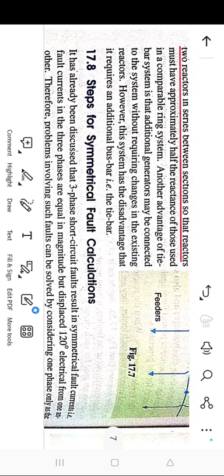However, this system has the disadvantage that it requires an additional busbar, the tie bar.